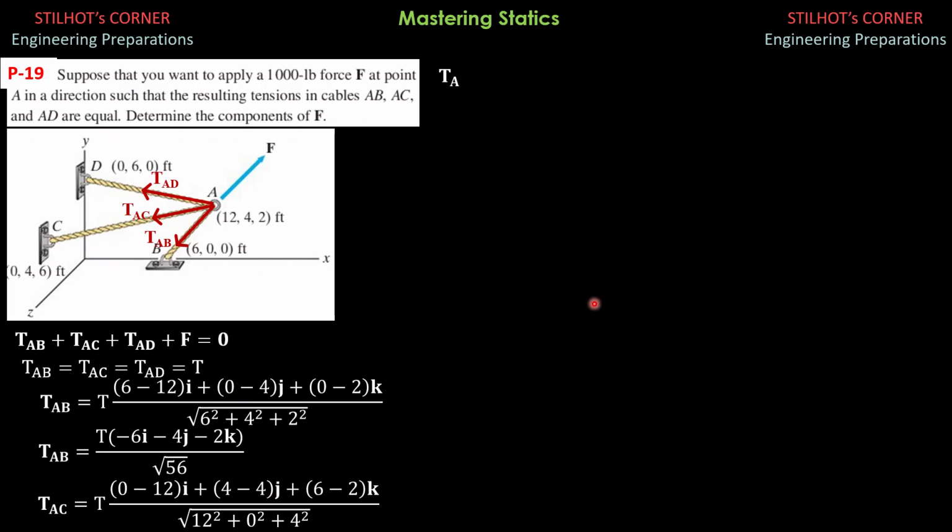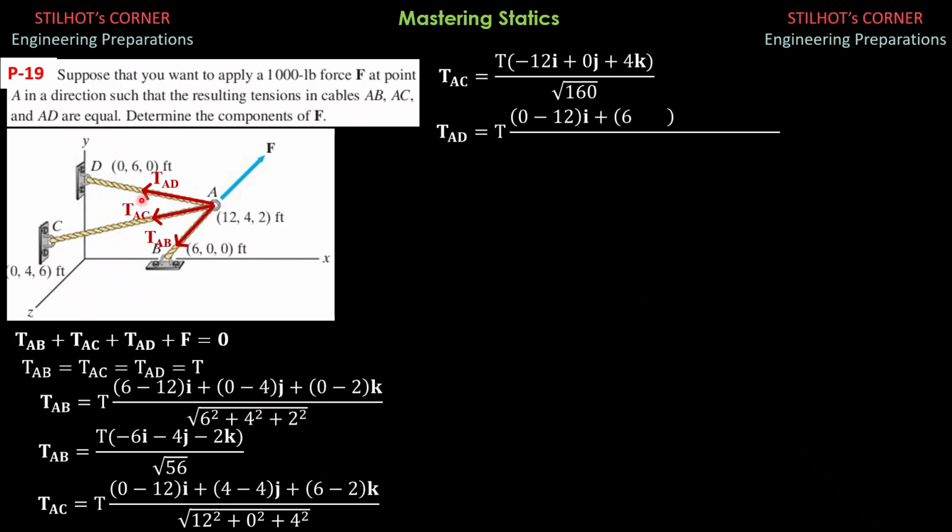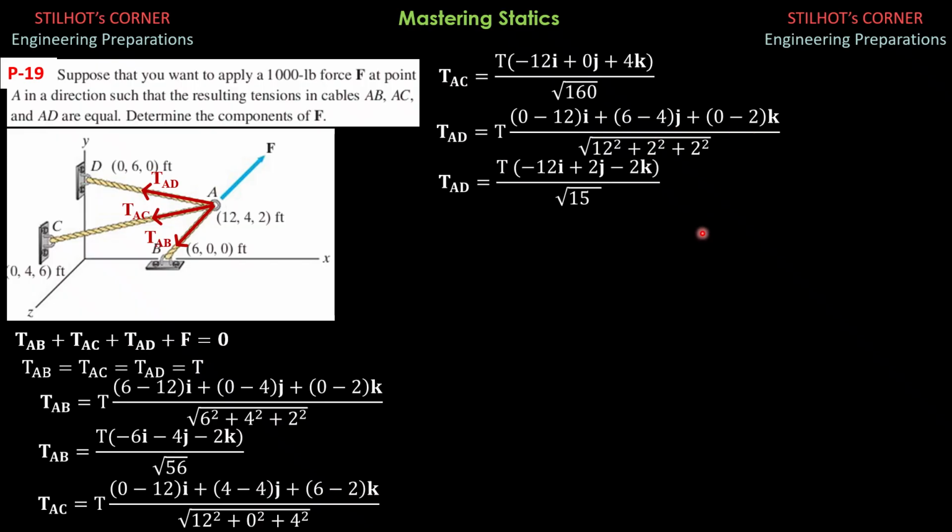So tension AC is equal to tension T times quantity negative 12I plus 0J plus 4K over square root of 160. Tension AD is tension T quantity 0 minus 12 I, 6 minus 4 J, plus quantity 0 minus 2K over square root of 12 square plus 2 square plus 2 square. So tension AD is tension T quantity negative 12I plus 2J minus 2K over square root of 152.